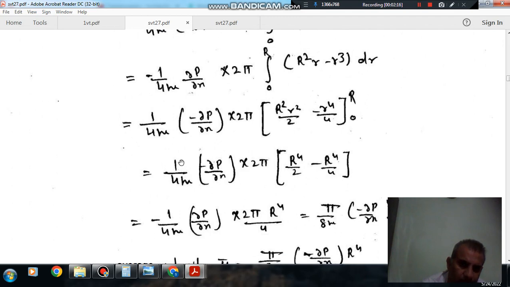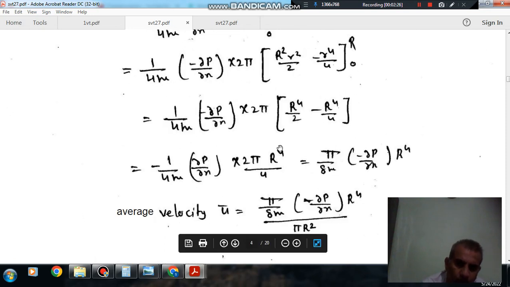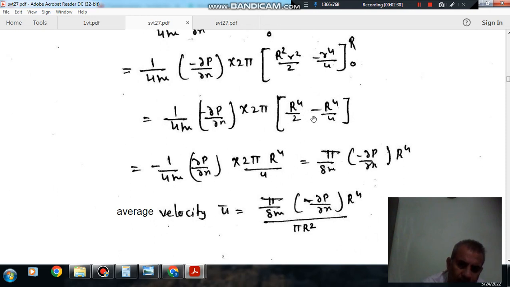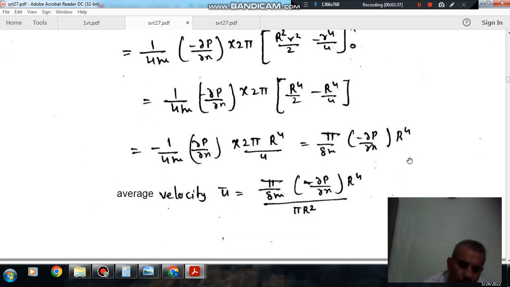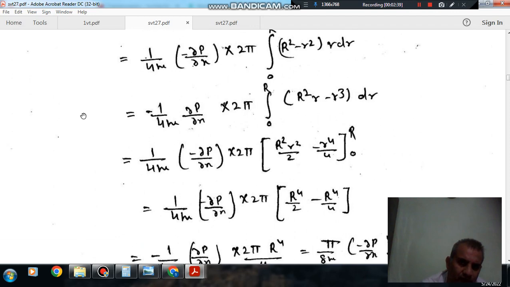So it will be minus 1 by 4 mu ∂p/∂x, 2 pi, R to the power 4 by 2 minus R to the power 4 by 4. So the expression comes out as pi by 8 mu, minus ∂p/∂x, R to the power 4. So this is the expression for discharge.